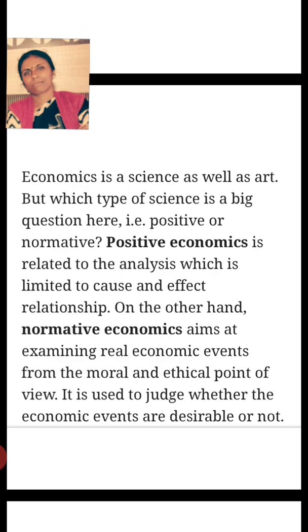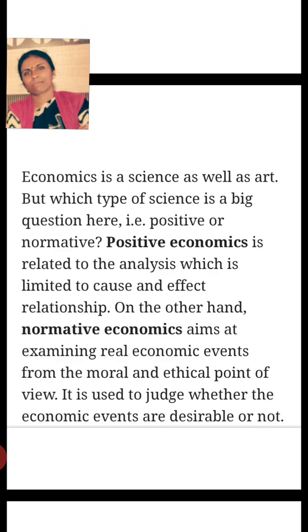A positive science is one which explains the things as they are. That means it explains the causes and consequences of things as they are. Then what do you mean by normative science? A normative science is one which explains the things as to what they ought to be. That means normative science discusses rightness or wrongness, which is good or which is bad. On the basis of this knowledge, let us know the meaning of positive economics and normative economics.